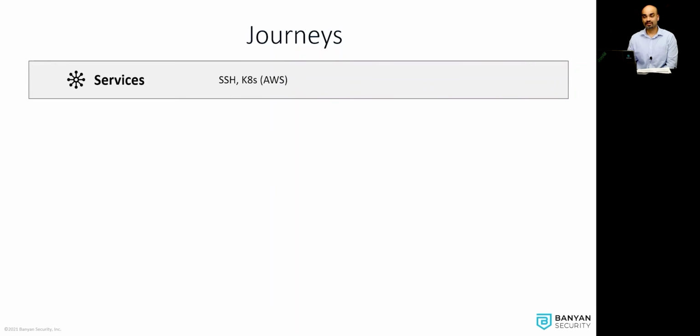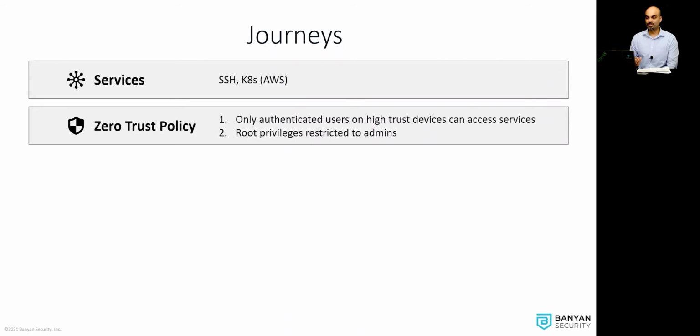I'm going to take you through a few different scenarios in this demo as well. We're focused on AWS, infrastructure in AWS. We have an SSH server, so a Linux server that developers SSH into, as well as a Kubernetes cluster, which you interact with the kubectl command line interface. We have policies that say only authenticated users on trusted devices can access services. We also have a policy that restricts root access.